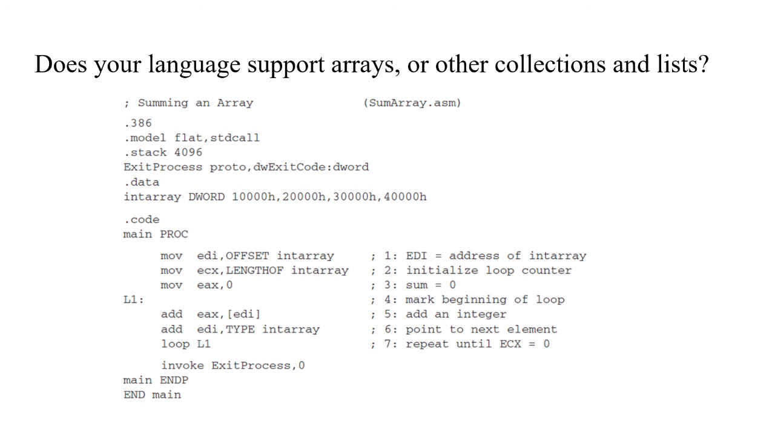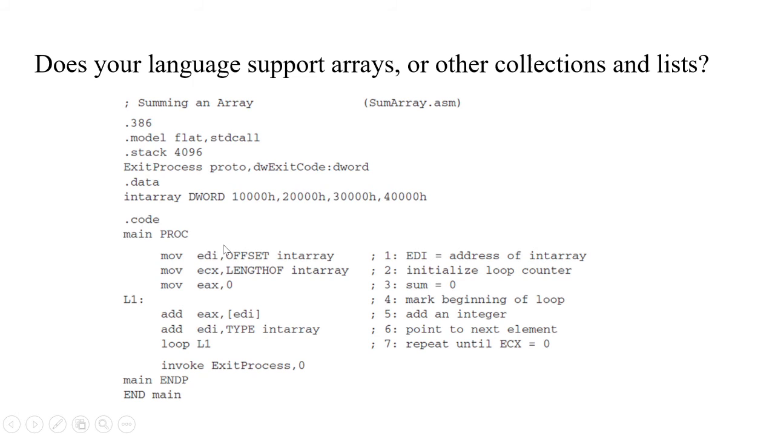Does your language support arrays or other collections and lists? It does support arrays. We use those quite a lot, actually. So here, like I said, you initialize your array in the .data. This is an array of 4 elements, and they're each a double word. That means they're 32 bits long. These are hexadecimal numbers, just kind of a fun fact, I guess.